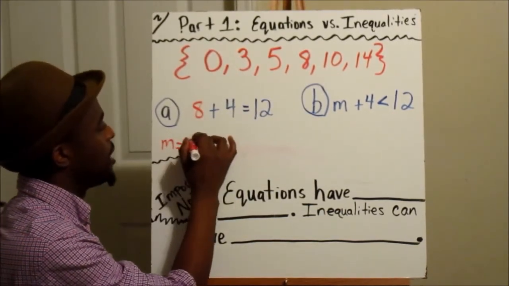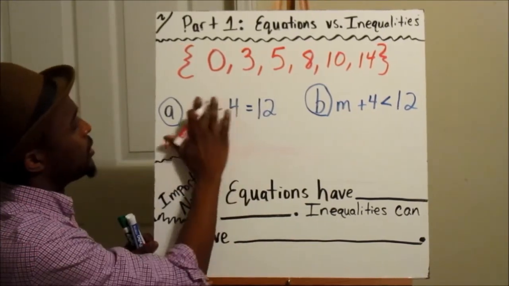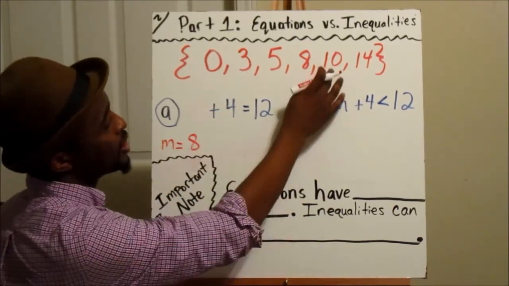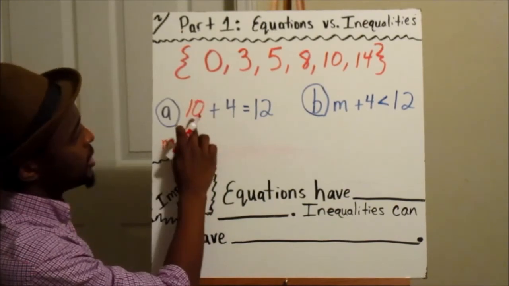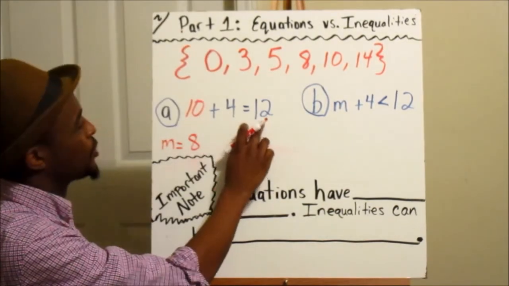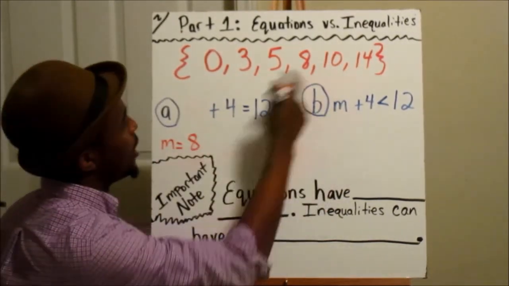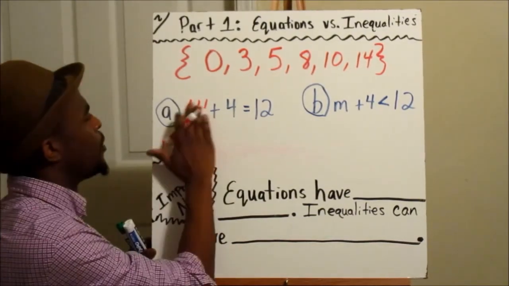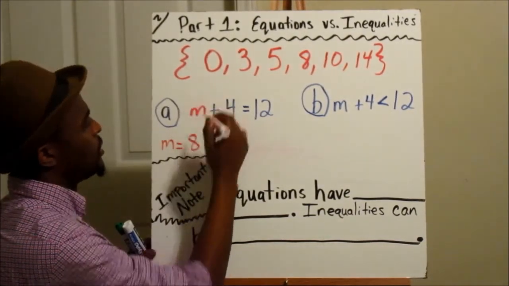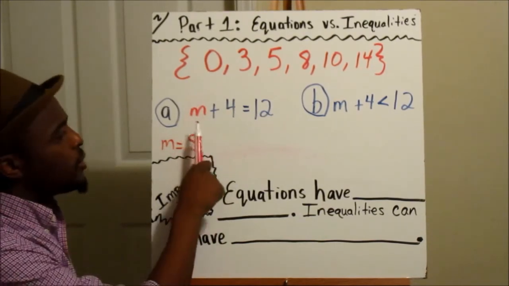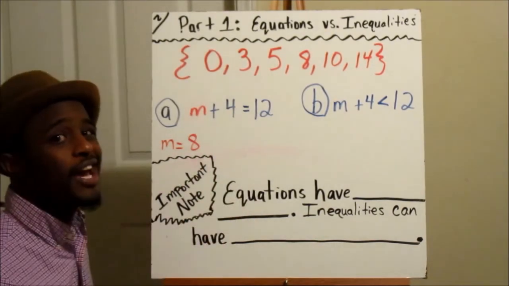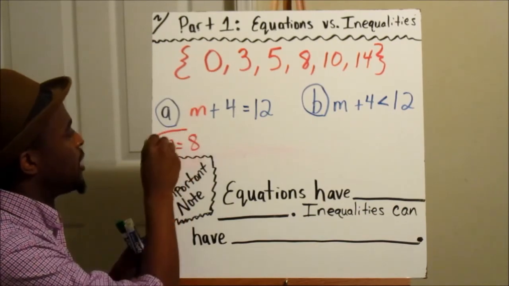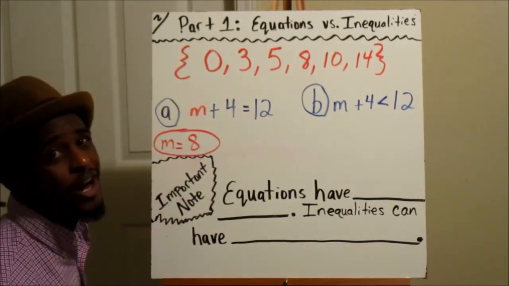So I can say m equals 8. And just to be sure, let's try our last two numbers. Let's try 10. 10 plus 4 doesn't equal 12, it equals 14. And then 14 plus 4 equals 18, so again, that wouldn't work. So for the equation m plus 4 equals 12, we only have one solution. Only one number would work, and that was 8. So m must equal 8.